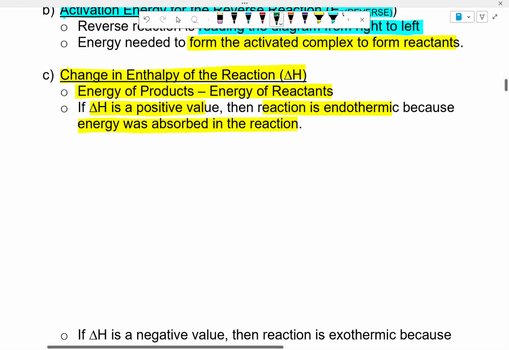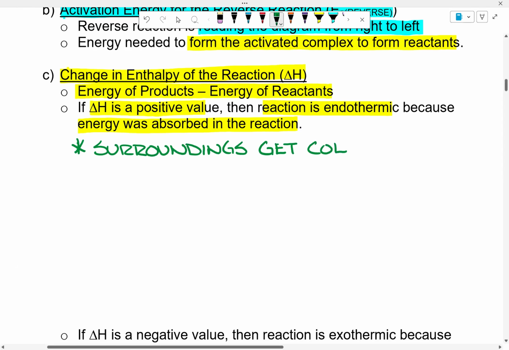And the one thing about a positive delta H is, if I were to put here, the surroundings get colder. Now, when we talk about surroundings, what that means is basically things that you see or feel. Okay, that would be our surroundings.